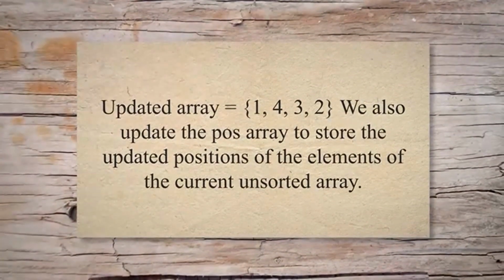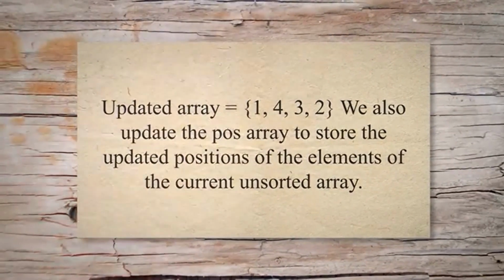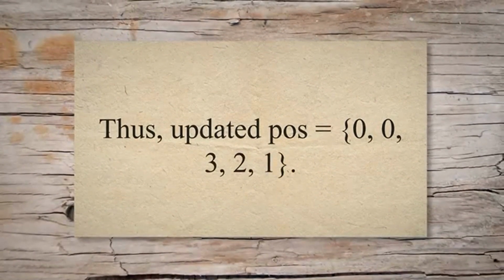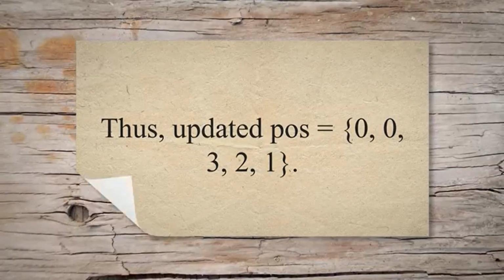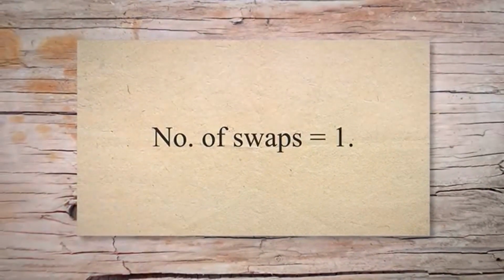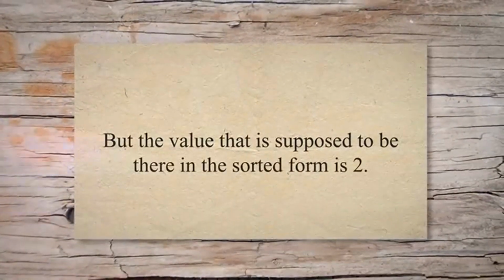We also update the pos array to store the updated positions of the elements of the current unsorted array. Thus, updated pos equals 0, 0, 3, 2, 1. Number of swaps equals 1. Now, at index 1, we have 4, but the value that is supposed to be there in the sorted form is 2.